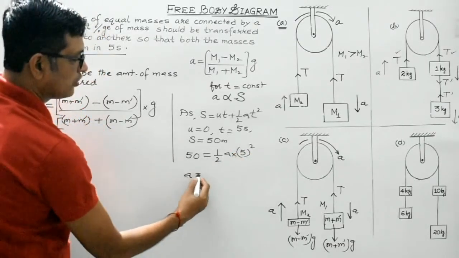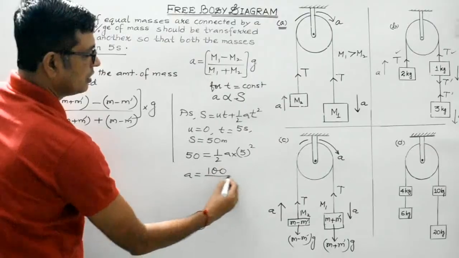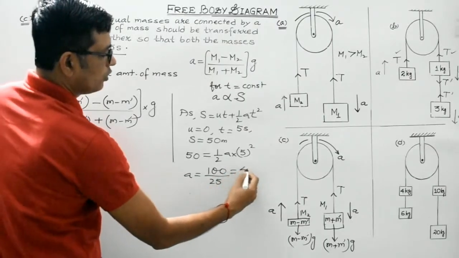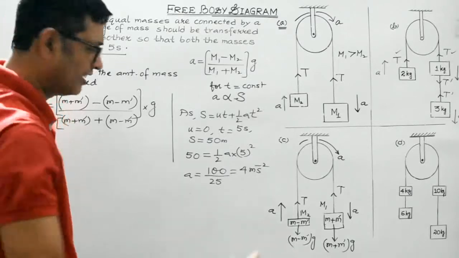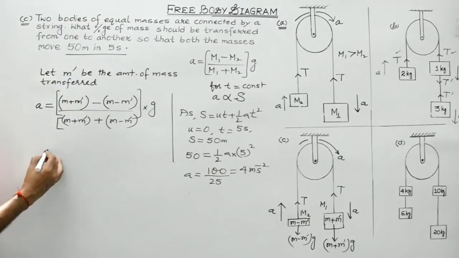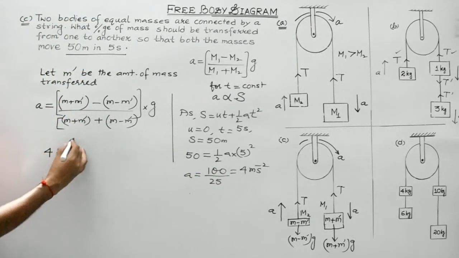So students, acceleration will be equal to 100 divided by 25. So it will be equal to 4 meter per second square. Right? Let's get the answer now. So substitute this value, a as 4.